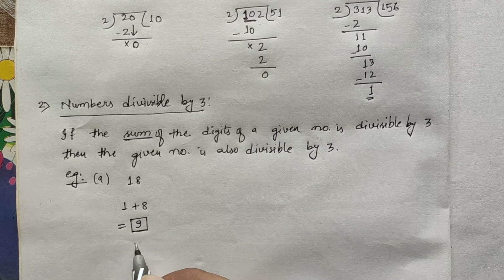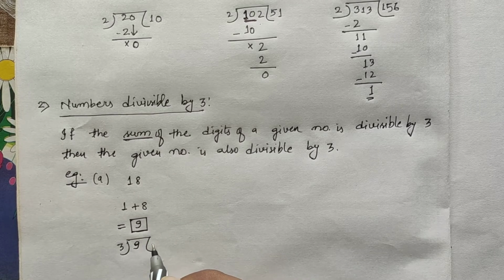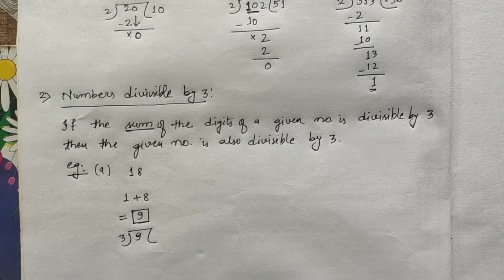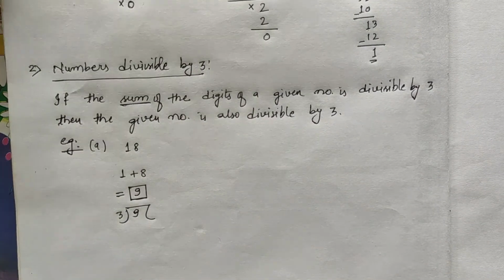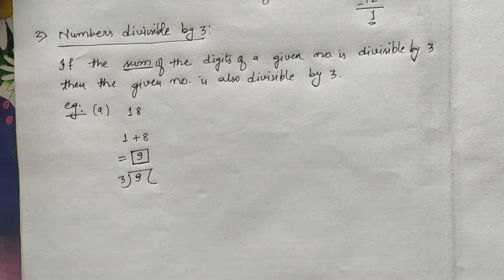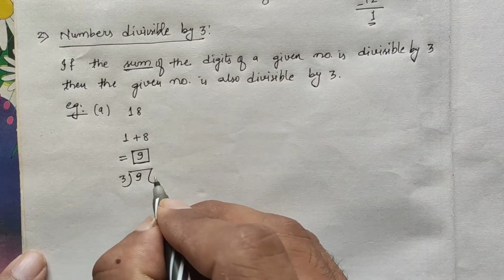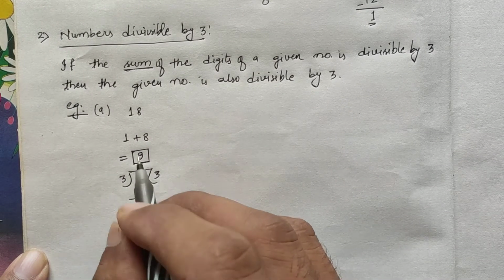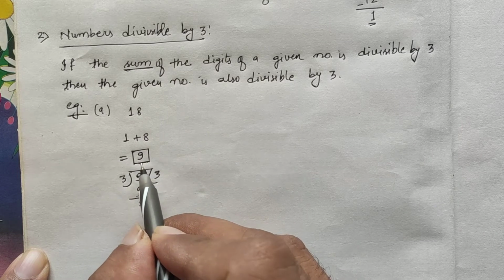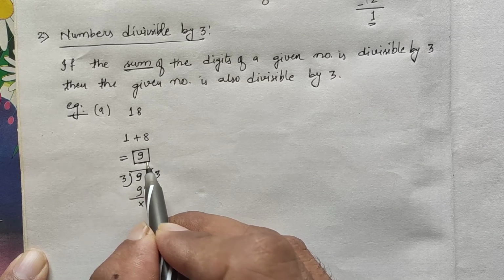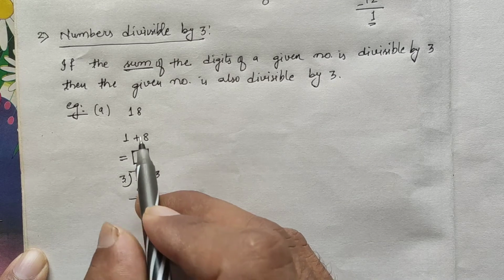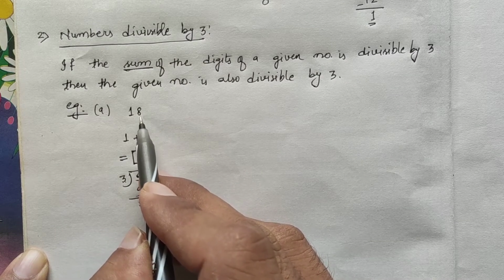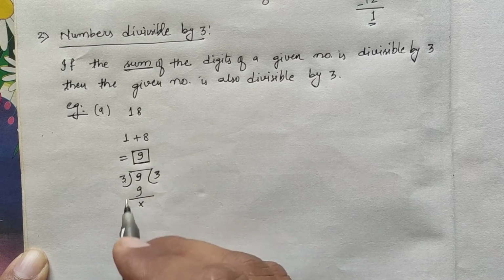So you have to check whether this sum is divisible by 3 or not. Divisible means that the remainder must be 0. Okay, don't be confused. Divisible means the remainder must be 0. So 3 times 3 is 9, remainder is 0. So if this sum is exactly divisible by 3, then this number is also divisible by 3.